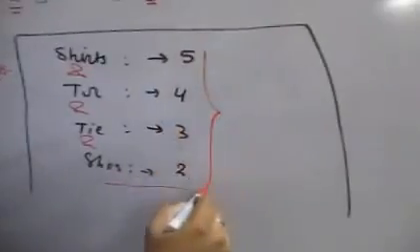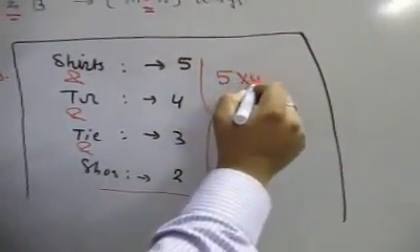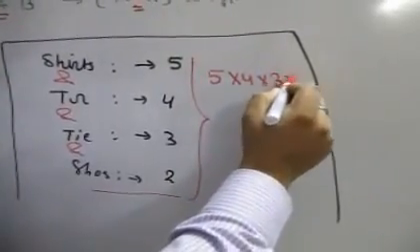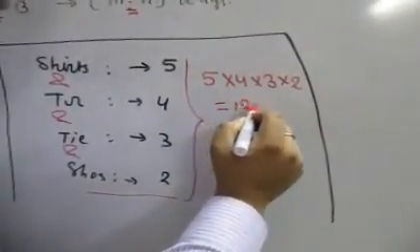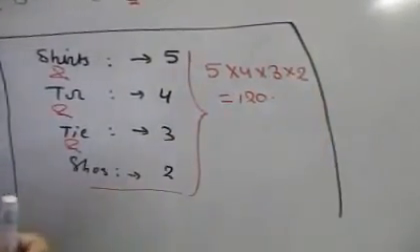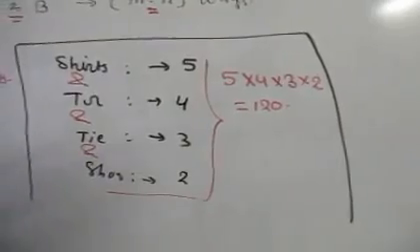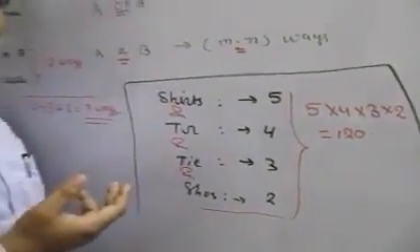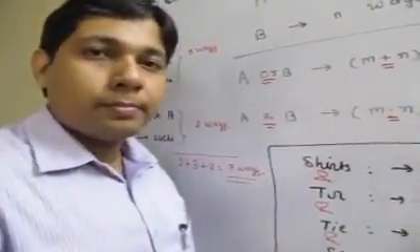That means in this case the total number of ways that he can choose his dress is 5 into 4 into 3 into 2. Total number of ways is 120. So in the question it is not given whether we have to apply the fundamental principle of summation or the fundamental principle of multiplication. We have to use our logic, our sense, and then determine it.